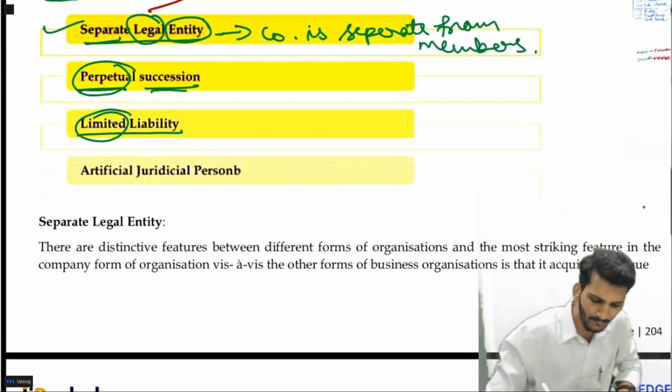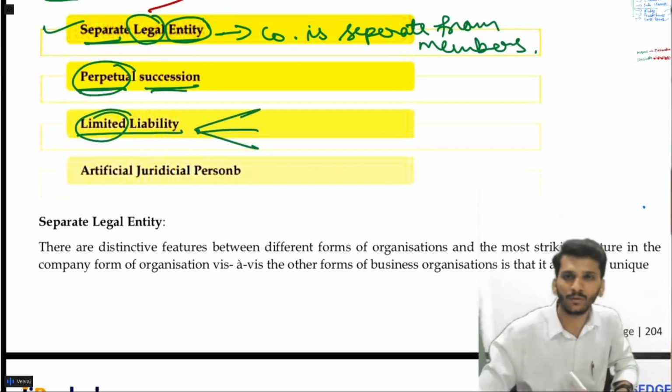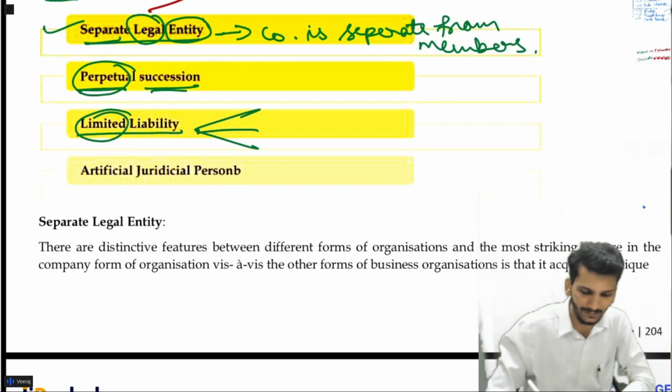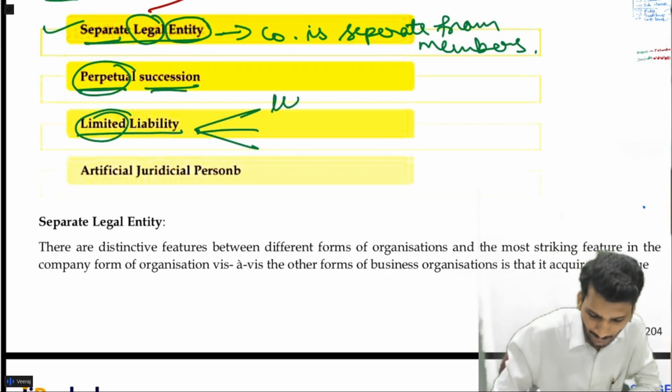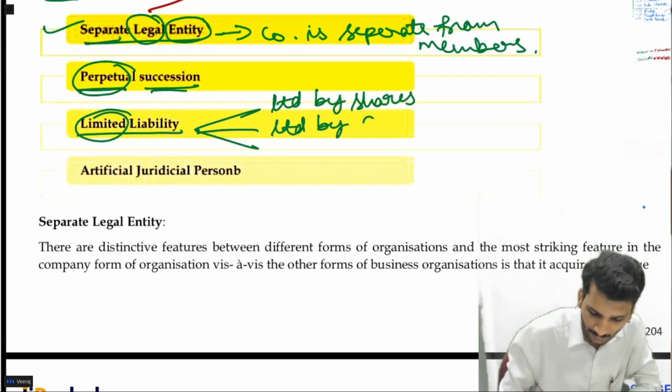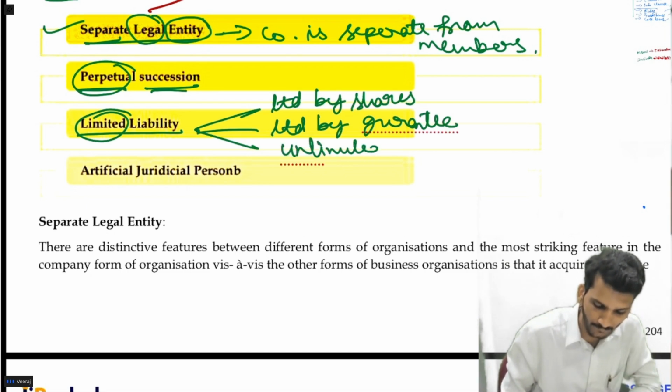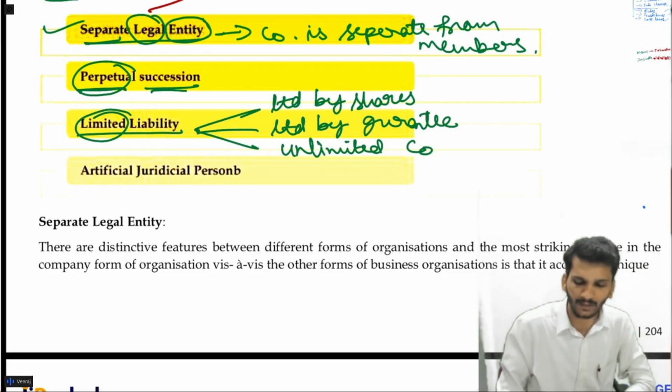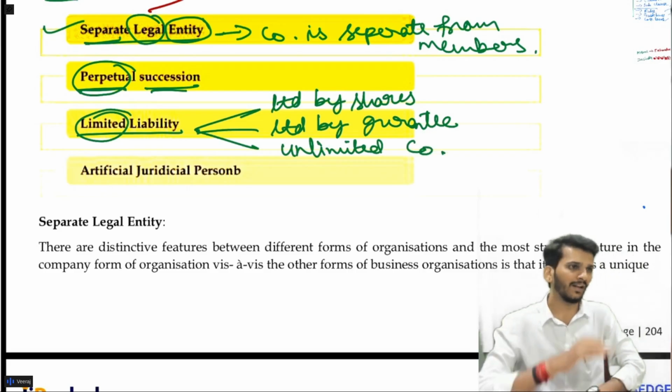For that, we can classify companies into three types. One is company limited by shares, company limited by guarantee, then unlimited company. All these companies again come under the classification of company.